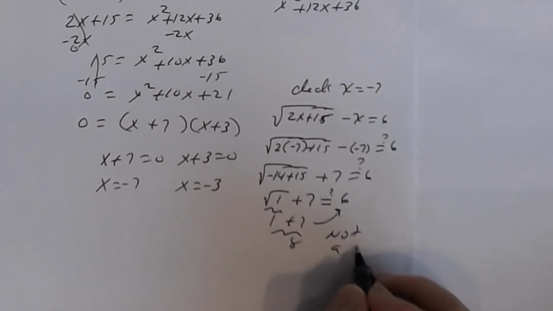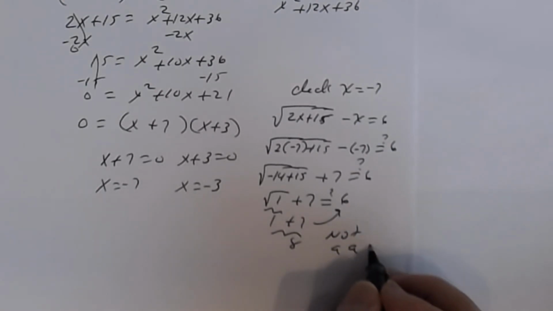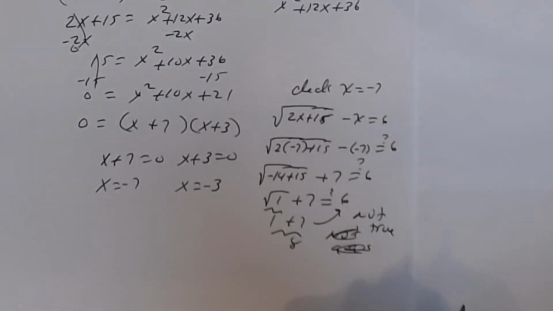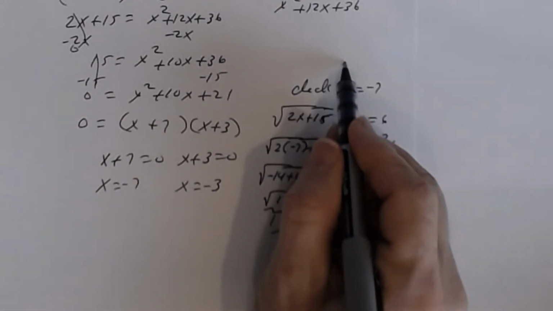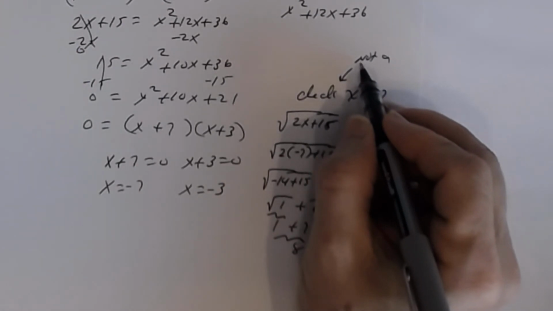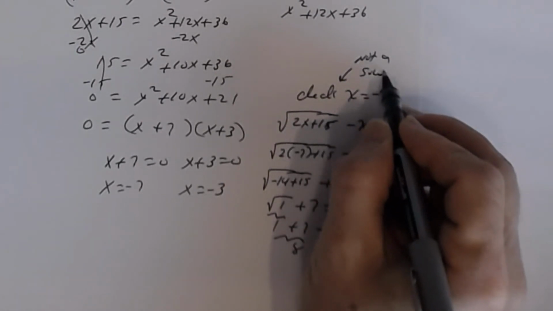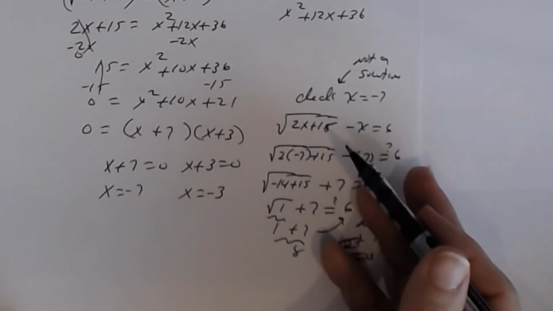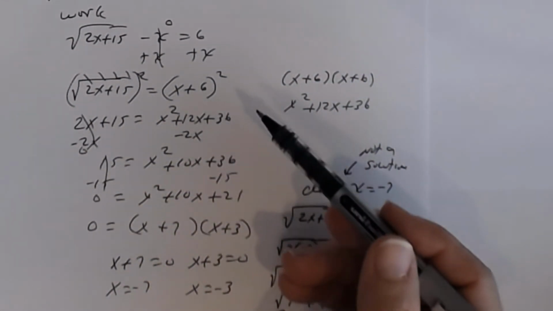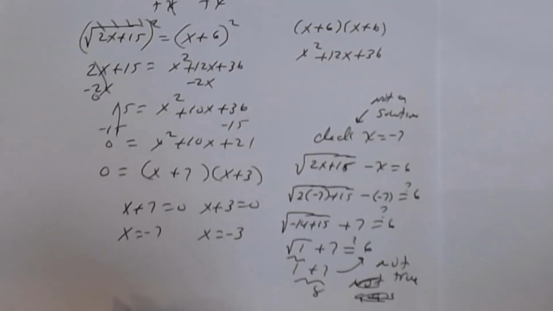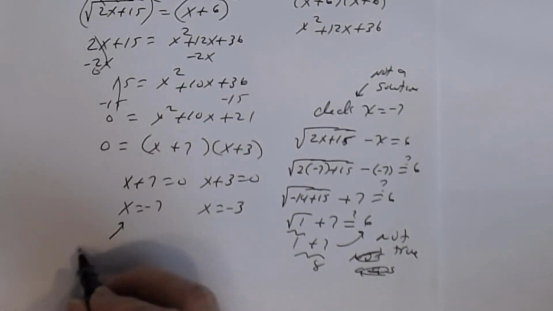So that's not a solution. So not a solution. So it was no. So that's not true. Not true. So that means that this is not a solution. All right, so not a solution. Okay, which means that was a solution that was introduced because of that squaring process. All right, so this is extraneous.